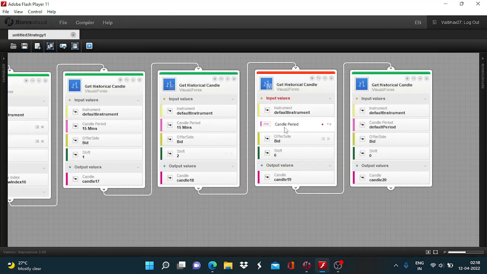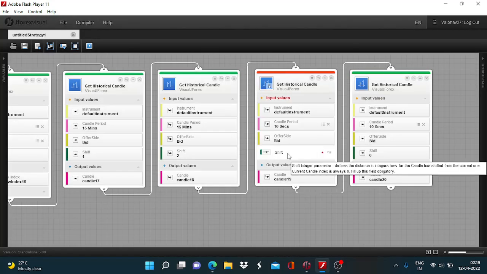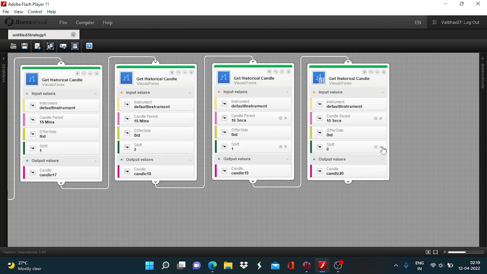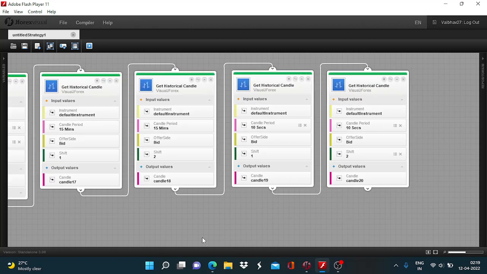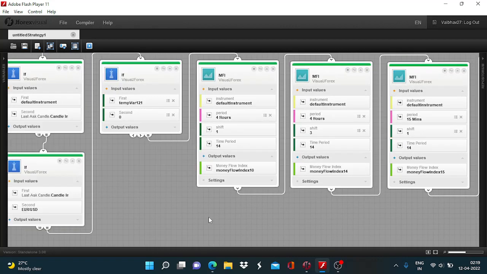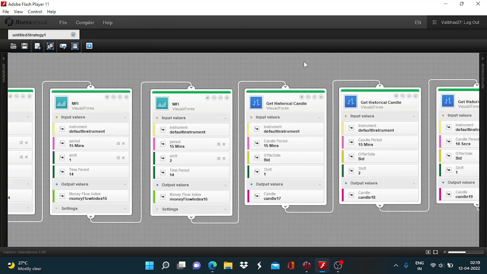And this I will change to 10 seconds. This one as well. One and two. Okay. So we have these blocks in place to consider the MFI output as well as the price volatility.